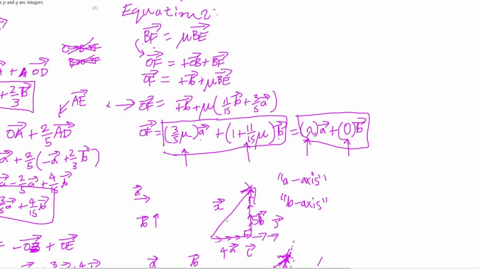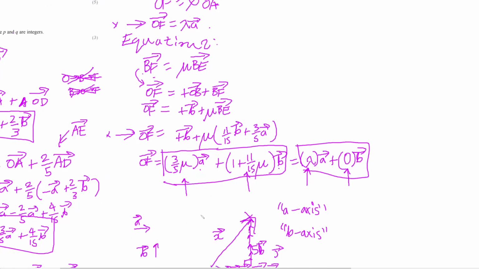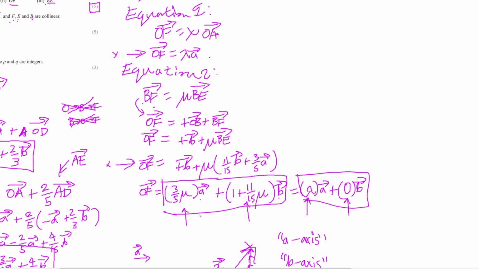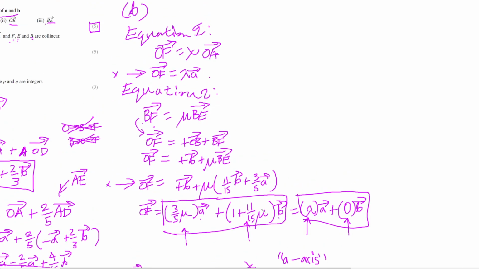And by the way, there's a whole other video on basis vectors and this concept that I'm going to link in the description. What do we do with this information now that I've talked to you about this amazing property of two-dimensional vectors? Well, we use this property to construct a simultaneous equation because we know this coefficient that multiplies a must be the same in both cases. For instance, 3/5 mu must equal lambda because the amount of a's in the vector OF is a constant. It doesn't change. There's only one possible answer.